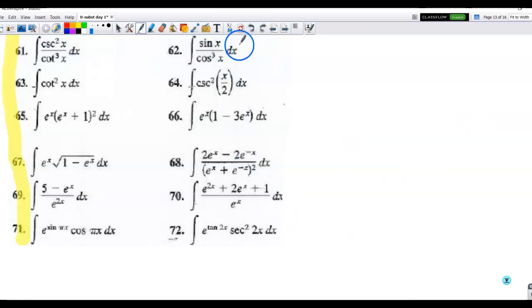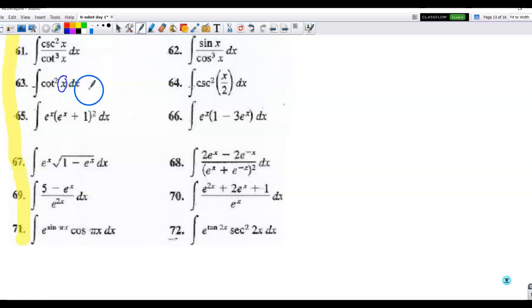62. Okay, they're trying to be sneaky here. The antiderivative of actually cotangent squared x. So for that one, now be careful. The derivative of cotangent is negative cosecant squared. So do we know a function that has a derivative of cotangent squared? We don't. Now, the variable is just plain x.